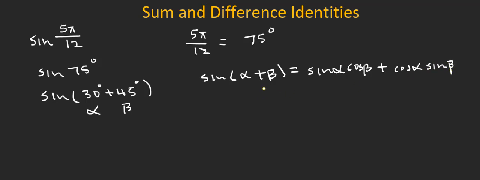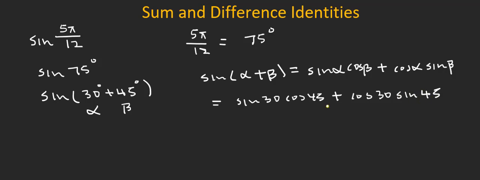Okay? And now all we have to do is just use substitution. So it's going to be sine of 30 cosine of 45 plus cosine of 30 sine of 45. And let's simplify this.